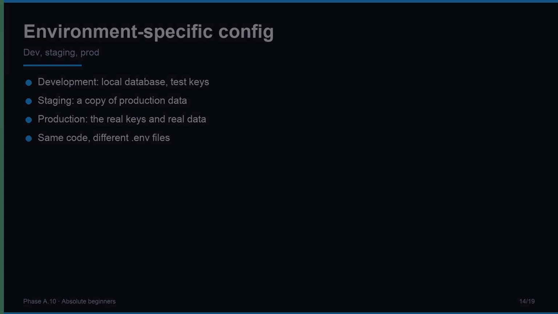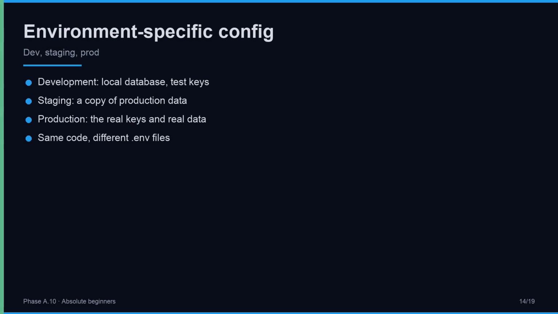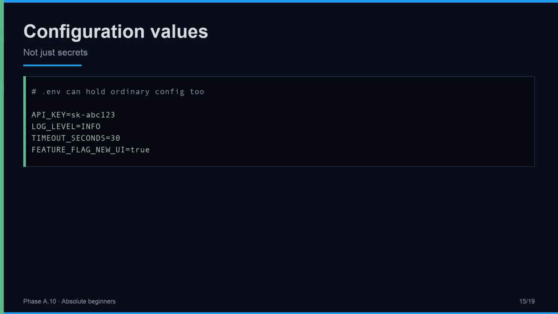Code you can share. Real projects run in multiple environments. Development uses a local database and test keys. Staging is a near copy of production, with its own keys. Production uses the real keys and real data. The code is identical across all three. Only the .env file changes. This is the power of the pattern: one codebase, many environments, each with its own configuration. The secret never lives in the code, so the same code can run anywhere. Same code, many places.